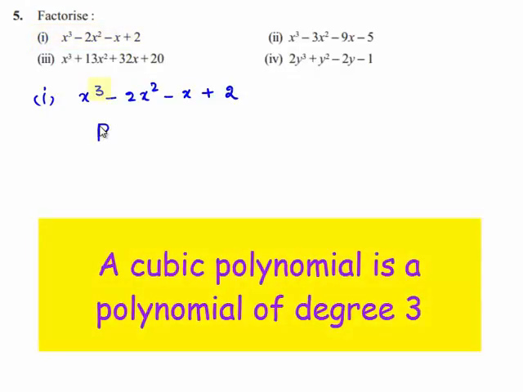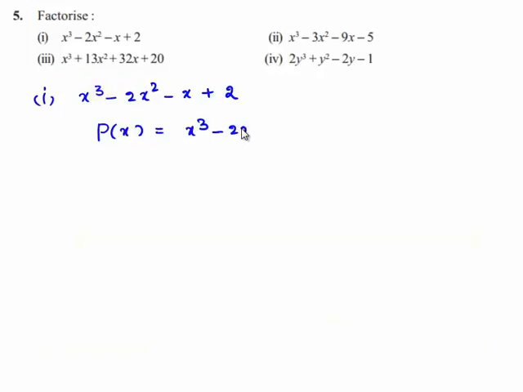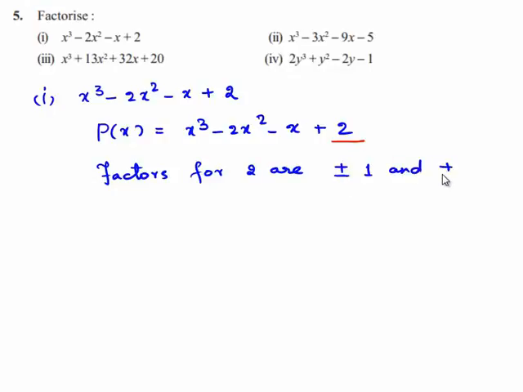I assume it as p of x is equal to x cube minus 2x square minus x plus 2. Here the constant term given to us is 2. So let us write down the factors for 2. The factors for 2 are plus or minus 1 and plus or minus 2. So let us check it. P of 1, P of minus 1, P of 2, P of minus 2.